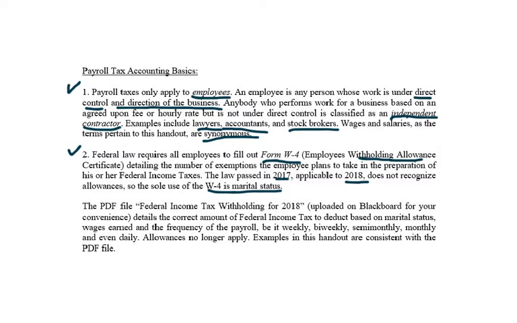Now you'll look up in the Blackboard for this class, and you'll see something called Federal Income Tax Withholding for 2018. It details the correct amounts to deduct based on marital status, wages earned, and the frequency of payroll, which can be weekly, bi-weekly, monthly, or even daily. And again, allowances no longer apply, so it's actually become a simpler tool because of that.